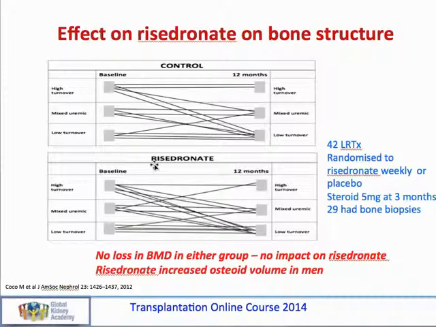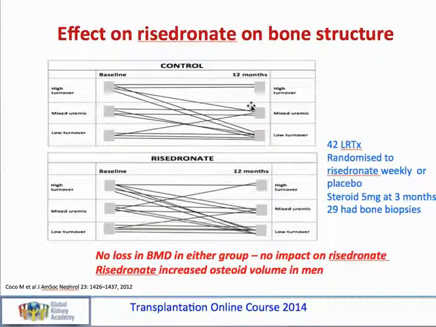And if you look at the repeat bone biopsy data, again this shows what we showed before, which is that in the control group, yes, some people with high turnover disease do improve, some people with high turnover disease end up with low turnover bone disease, and some people have a mixed picture. So you do get an evolution of bone disease, but you don't necessarily get a complete improvement.